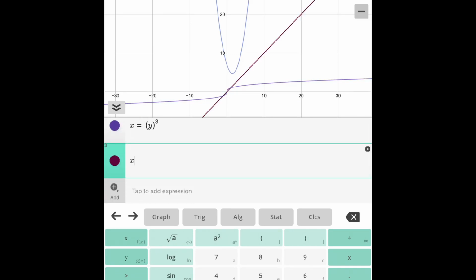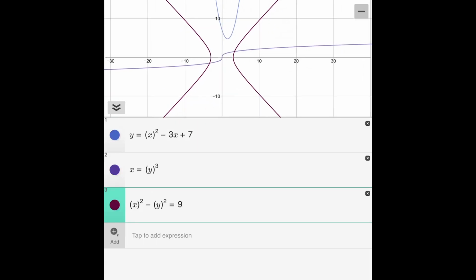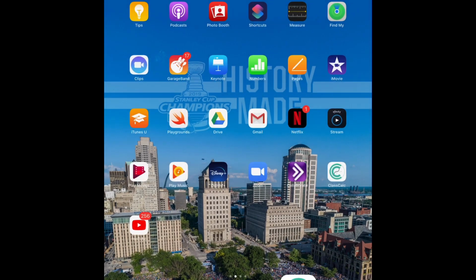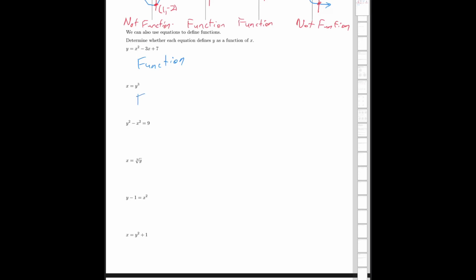However, if I try to graph x squared minus y squared equals 9, you can see that this graph would not pass the vertical line test. If I draw a vertical line, say at 10 here, where you can see the grid line, it would touch the graph more than once. So that means that it is not a function. So x equals y cubed is a function, but y squared minus x squared equals 9 is not a function.